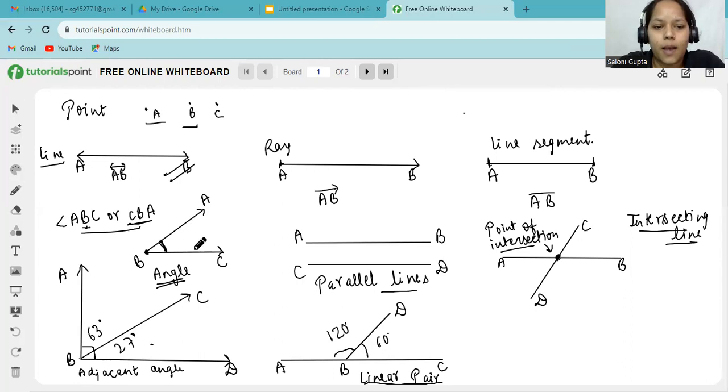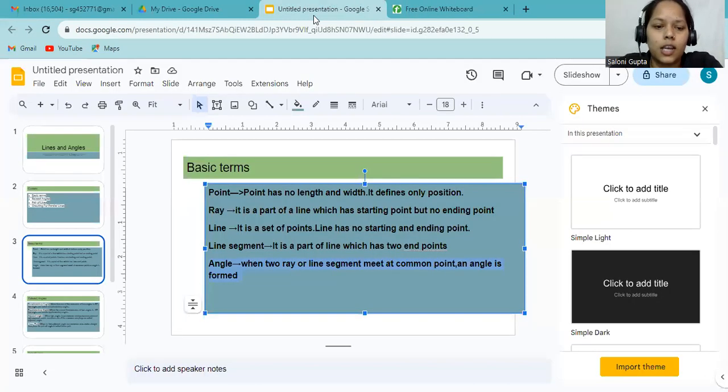So here you see the example of an angle. This is angle ABC I told you. B will always be written in the middle, so I can name it as angle ABC or angle CBA. Now let us discuss the next point.